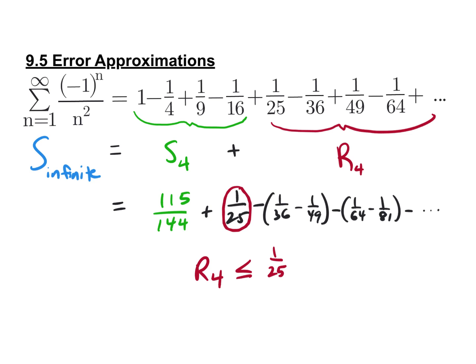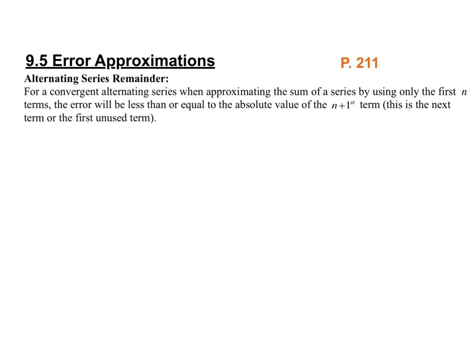Okay. So let's get into that concept even more now. All right. It's got to be a converging alternating series. Okay. This is on page 211. For a convergent alternating series, when you're going to approximate the sum using only the first n terms, the error is the nth plus 1 term. He wrote it as n plus first term. I can't decide which it should be. I want to say it's the nth plus 1 term, but it doesn't matter. It's the next term. It's going to be less than or equal to that.